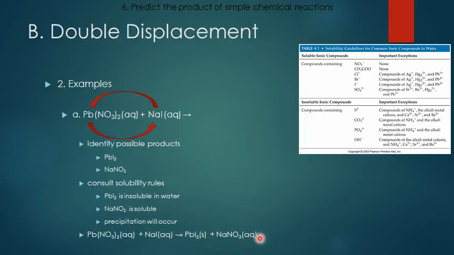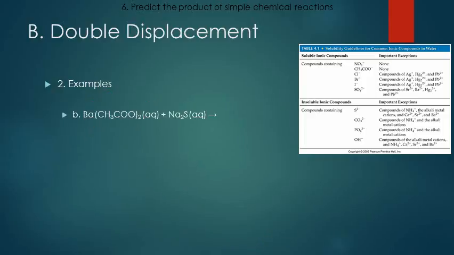If we wanted to show the ions that are present, we would separate these because the lead 2 nitrate is dissolved in water. We would separate these because the sodium iodide is dissolved in water. And we would separate these because the sodium nitrate is dissolved in water.